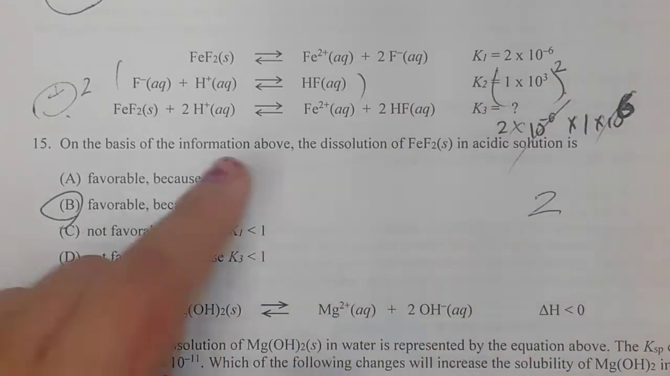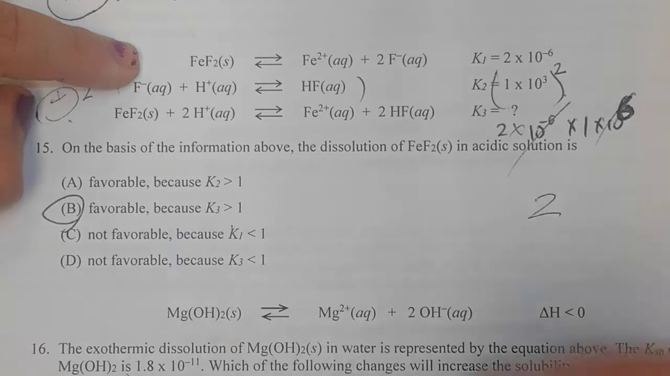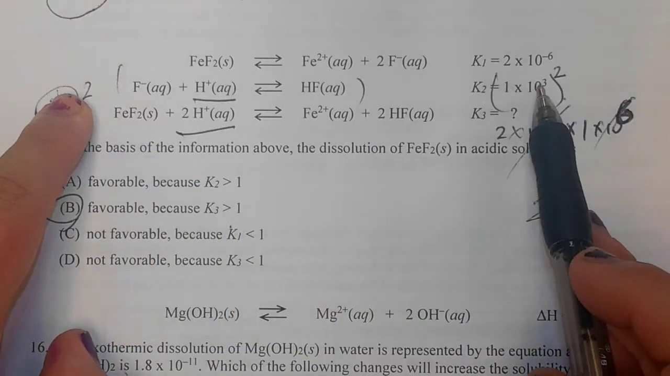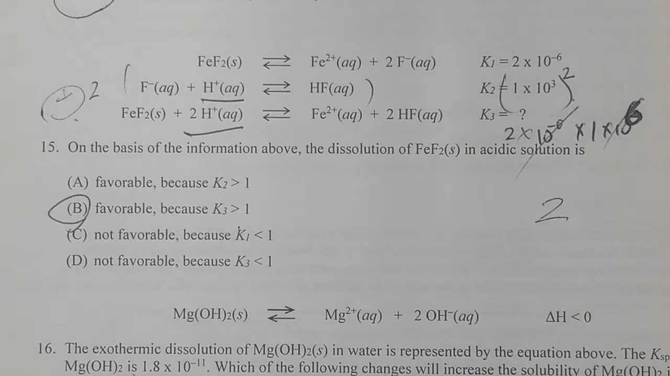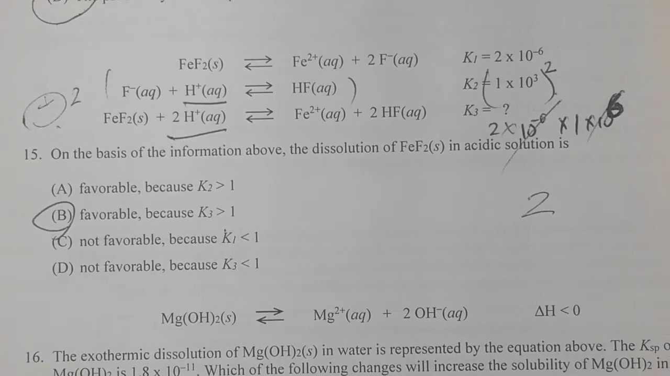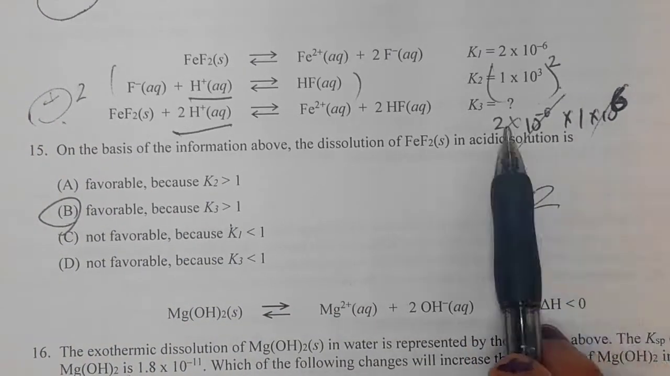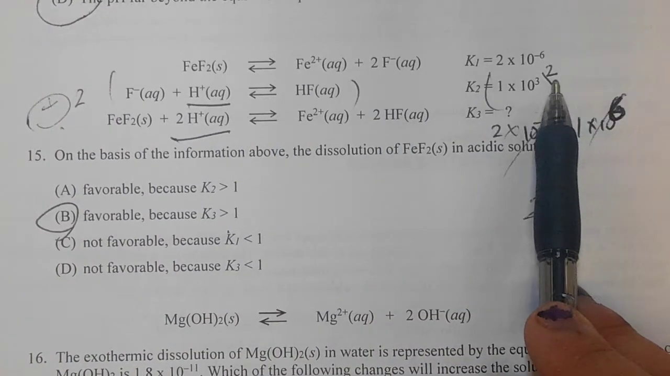K1 times K2 squared, because this equation is this one plus 2 times this one. Take a look. See that? So if you multiply the equation, you're going to square the K. If you add the equations, you're going to multiply the K. Don't forget, Hess's law is different, right? K is just special. When I add it, I multiply the K. When I multiply it, I square the K.